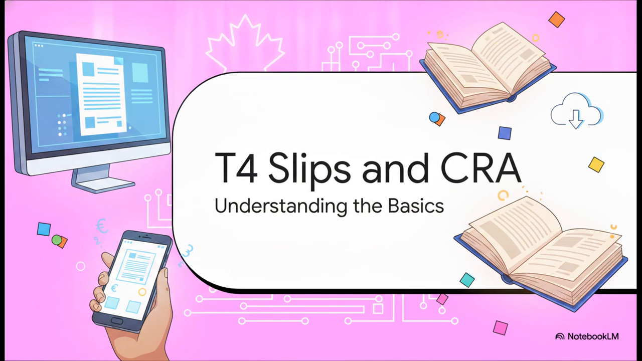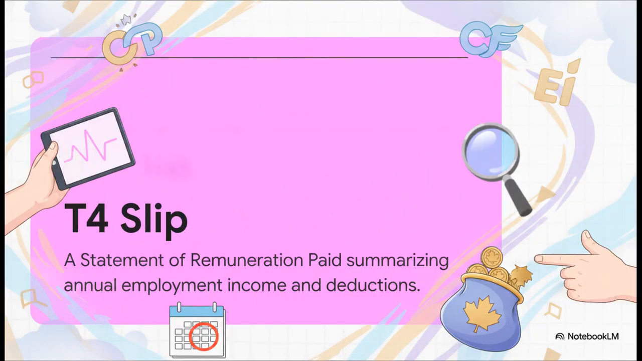All right, Section 1, T4 slips and CRA, understanding the basics. First things first, let's establish what we're actually looking for and why this digital shift matters so much to your financial routine. A T4 slip is officially known as a statement of remuneration paid. It's absolutely crucial for filing your taxes because it tells the government exactly how much you earned in a given year and what taxes, like your Canada Pension Plan or employment insurance premiums, were already deducted from your paycheck. And by law, employers have to issue these by the end of February.